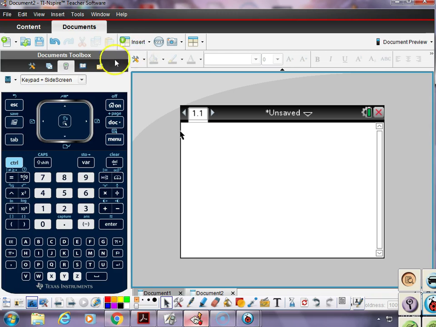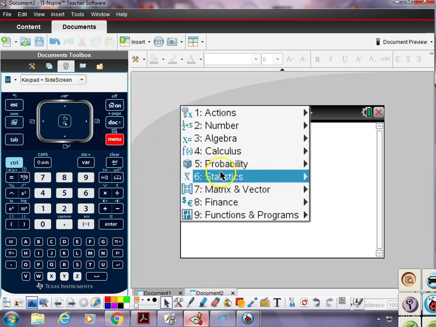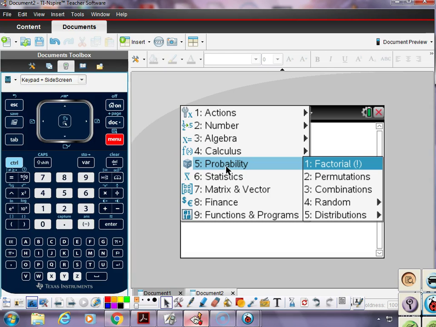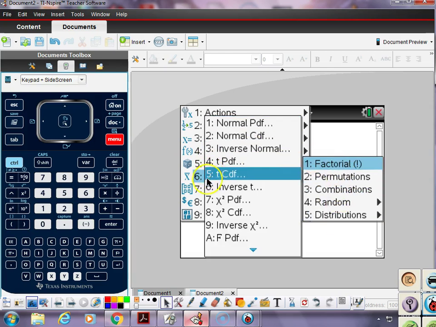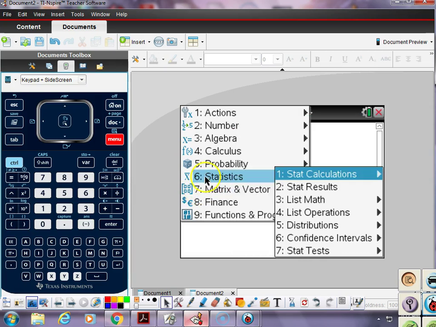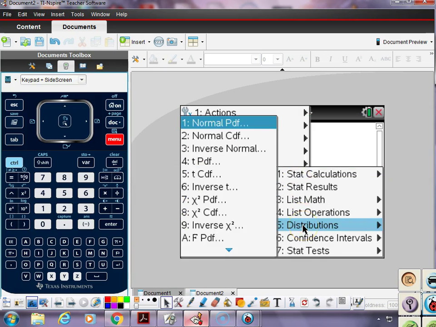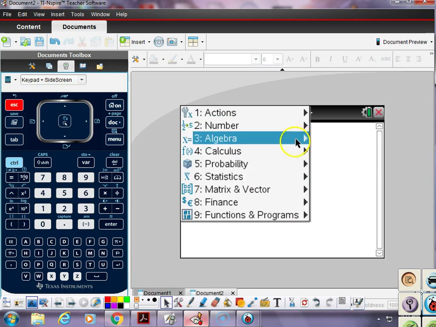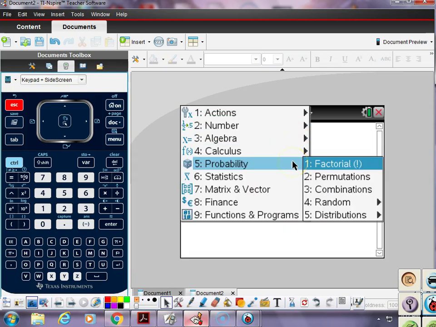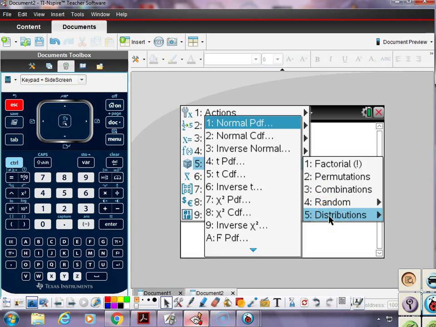Okay, and so you're going to choose menu. Now, it's under both probability and statistics. So if you look under probability, you'll see distributions. And then also, if you look under statistics, you will see distributions. It is two ways to get to the same thing, but just for consistency, because I think of it as a probability distribution, every time I'm going to go probability distributions. Okay, again, you can also get to it under statistics.